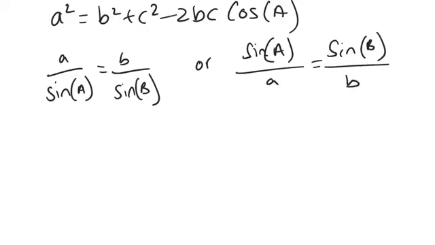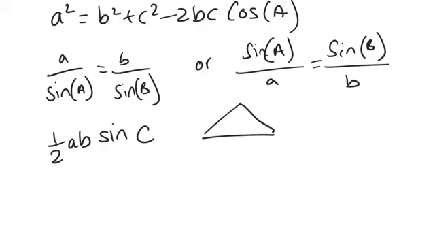What else do we need to know? A half ab sine C. This is the area of a triangle. Now, when in doubt, draw it out, okay? If it's telling you, draw it out and then figure it out from there.